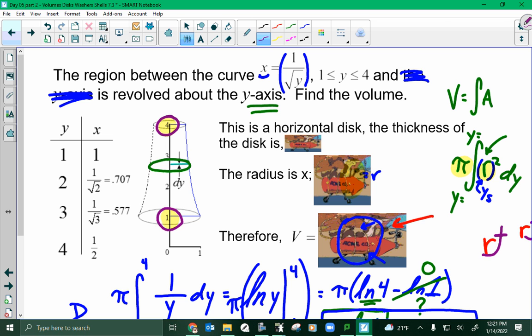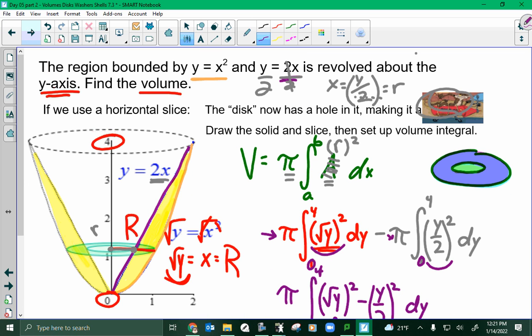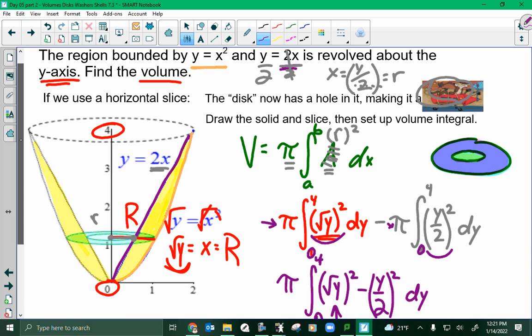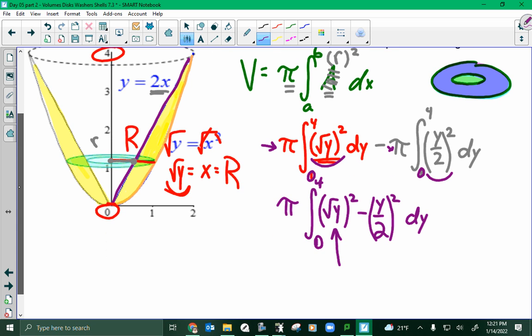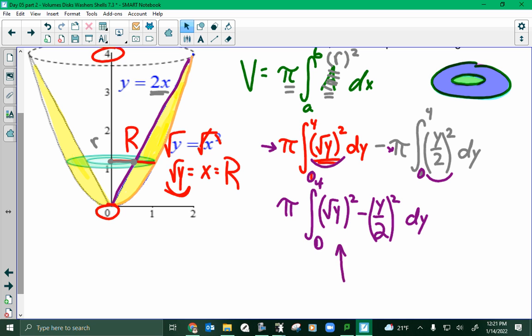I was still thinking about this one, 1 to 4. Okay, from 4 to 0. I am still going to integrate this from 4 to 0 and this from 4 to 0, right? It's the same thing. So when we do a washer, we can do them separately and subtract them, but this is the real format of how we do a washer, okay?